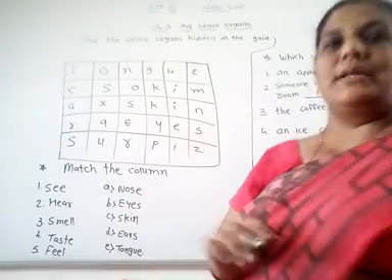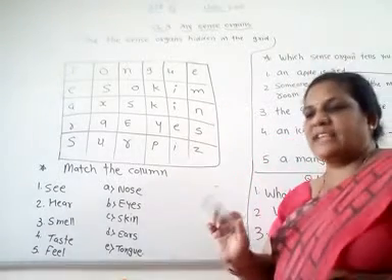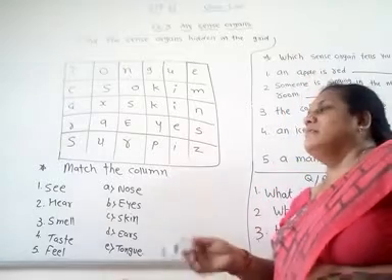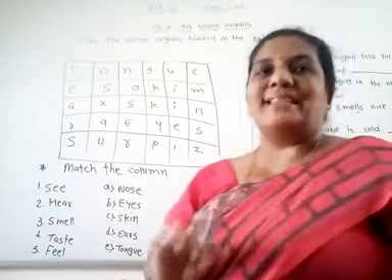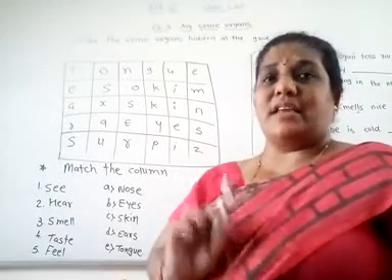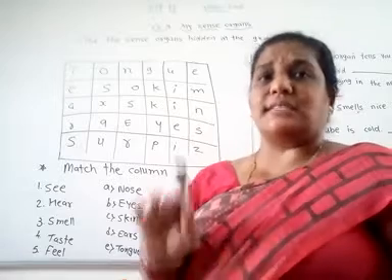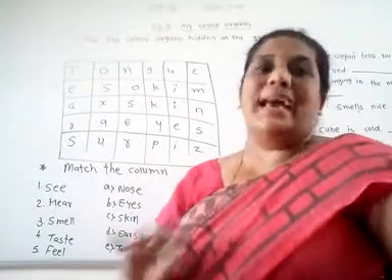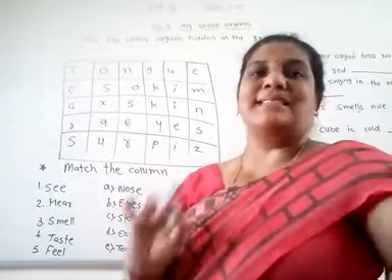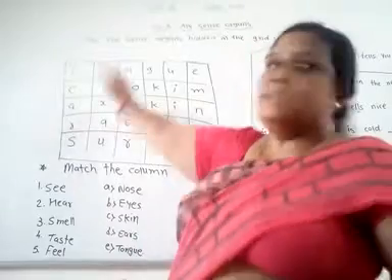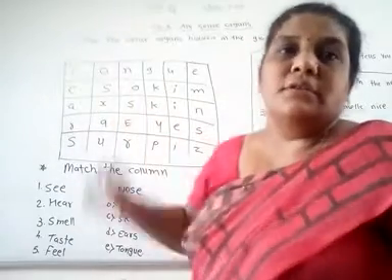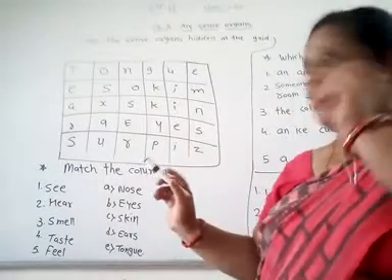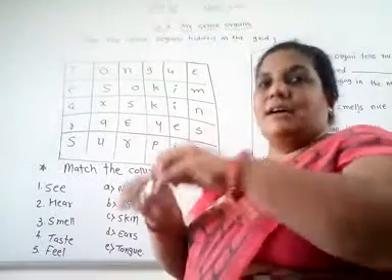Do you know how many sense organs we have? As I explained, we have 5 sense organs. Which are they? They are nose, tongue, skin, ears and eyes. So we have to find these 5 sense organs from this grid. So are you ready to find it out? Okay, shall we start?